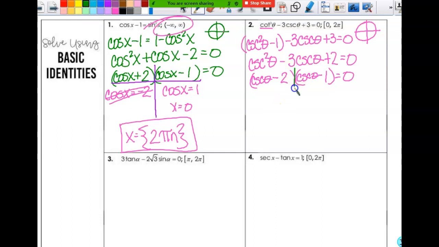So then I'm going to solve these. So I get cosecant theta equals 2. I would rather think about sine, so I'm going to make that into sine theta equals 1/2. That's positive. Sine is positive in quadrants 1 and 2. And when sine is 1/2, my reference angle is pi/6. So I need my first quadrant pi/6 angle, which is pi/6, and my second quadrant, which is 5 pi/6.